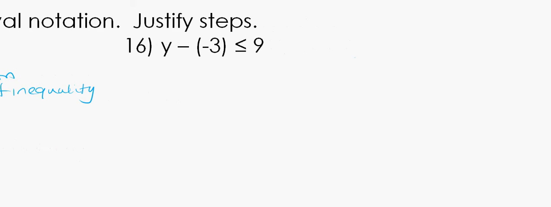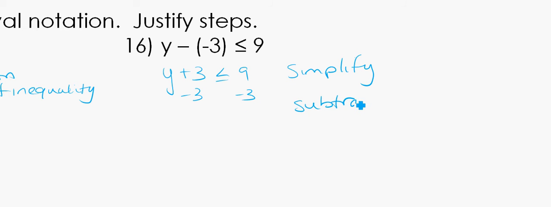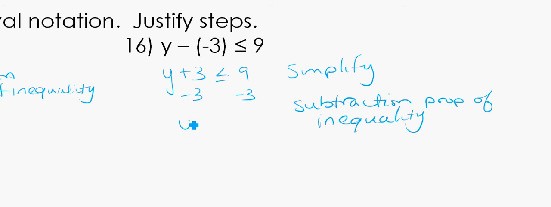In our next example, number 16, the first thing we want to do is combine these two symbols. We have a minus and a negative. When we have a minus and negative, it changes it to y plus 3 is less than or equal to 9. This was a simple simplifying step. We just simplified the one side. And now we want to go ahead and subtract 3 from both sides. This is using the subtraction property of inequality. Now we get y is less than or equal to 6.